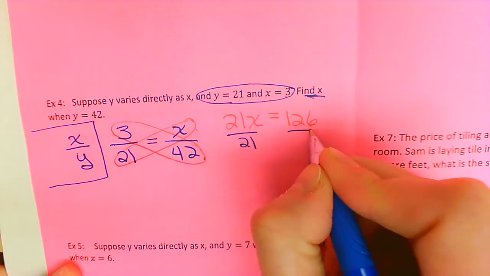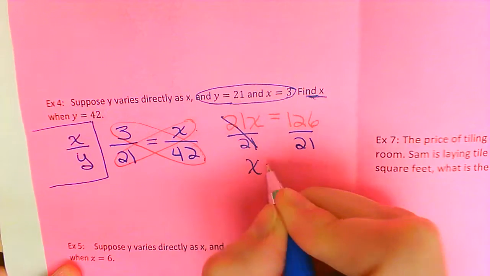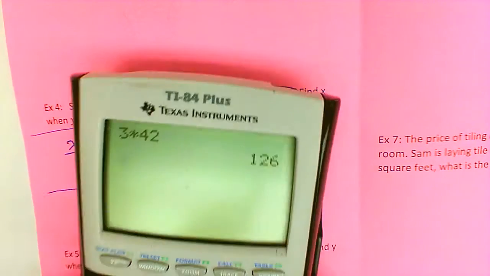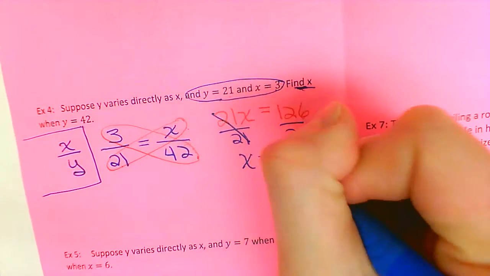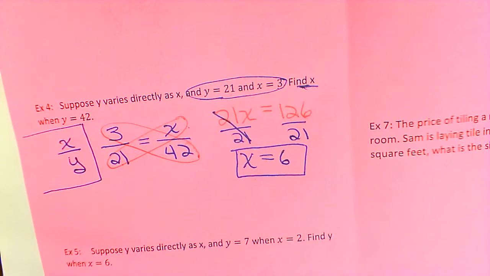So I divide both sides by the 21 because it was attached to my letter x. So I'm going to do 126 divided by 21, which is 6. So x is equal to 6.